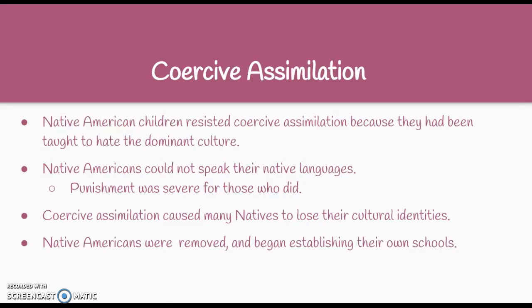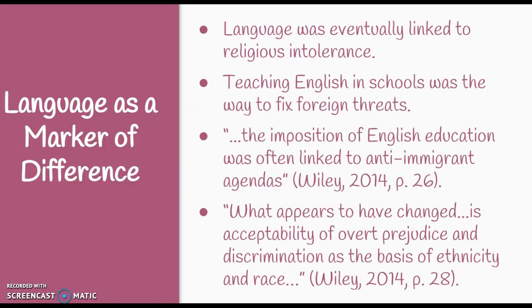Native Americans were removed, and they began establishing their own schools. So this is where we really began to see language as a marker of difference. And language was eventually linked to religious intolerance. And teaching English in schools was the way to fix foreign threats. If everyone learned English and everyone adopted American culture, then we didn't have to worry about foreign threats. According to Wiley, the imposition of English education was often linked to anti-immigrant agendas. And what appears to have changed is that there's this acceptability of overt prejudice and discrimination as the basis of ethnicity and race.